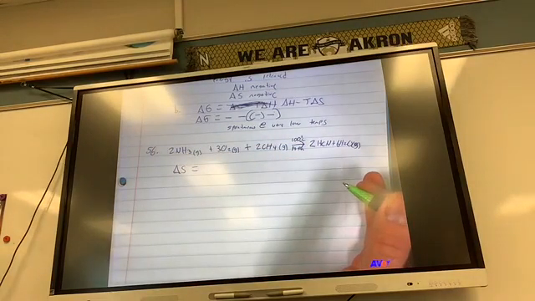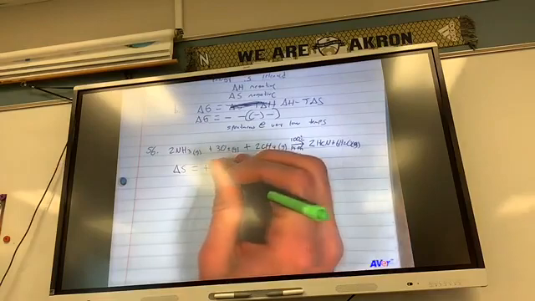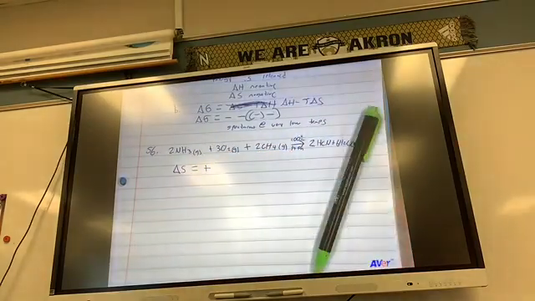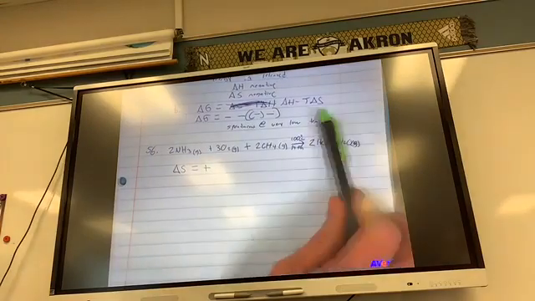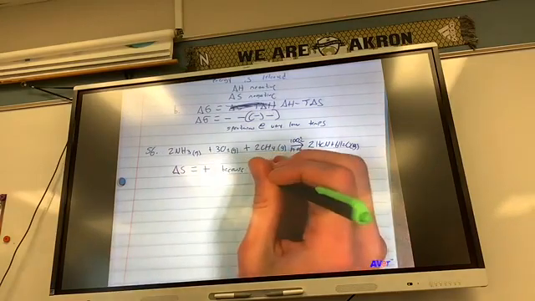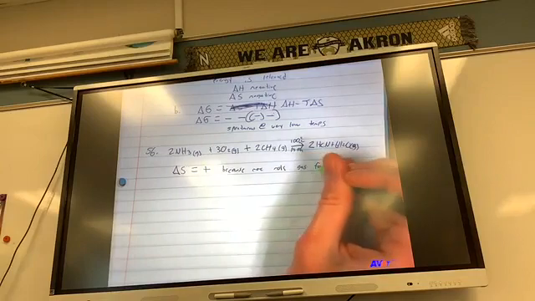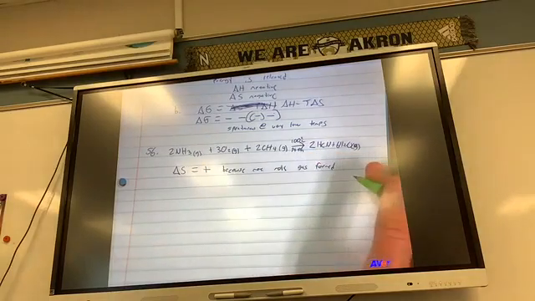First thing I would do is figure out my delta S. It should be positive. Why? Because I have more moles of gas. So I wrote down what I know: delta S is positive because more moles of gas formed.